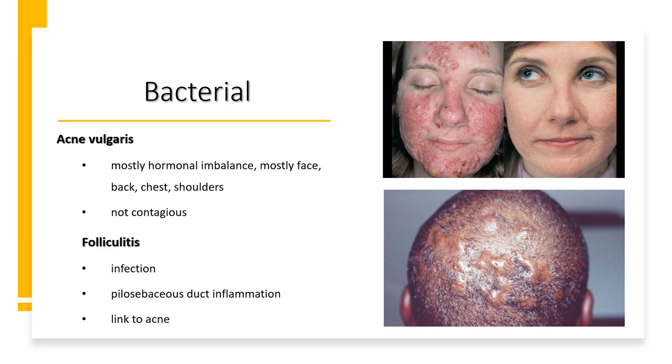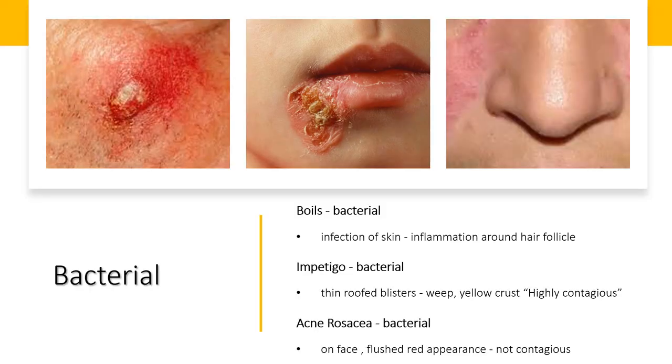Folliculitis is probably one of the most common ITEC questions of all. We get questions about which of the following is a bacterial disease and questions about what type of disease is folliculitis. So it's an infection of the hair follicle. It's usually a sort of pilosebaceous duct inflammation. So it's the sebaceous duct attaching to the hair follicle, and it's very linked with acne. Oils are usually infected with bacteria. Infection of the skin, it can either be an inflammation around a hair follicle or it can be a boil on the skin.